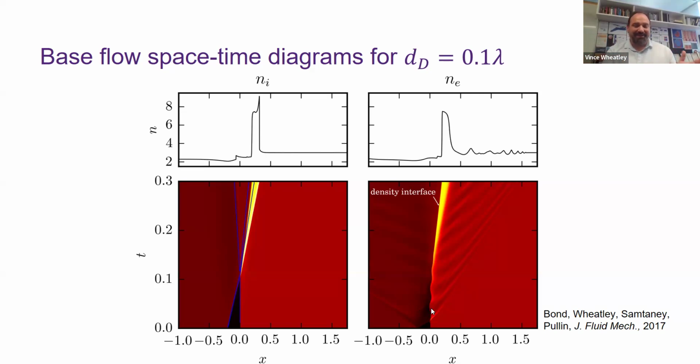Now, this is essentially an undamped system because we don't have collisional effects. So the electron interface essentially begins something like simple harmonic motion, and that's going to subject it to a variable acceleration Rayleigh-Taylor instability, which we'll see massively destabilizes it.